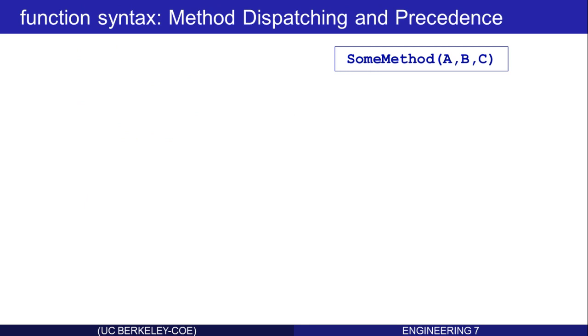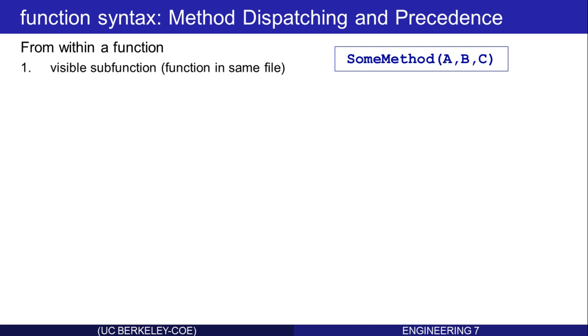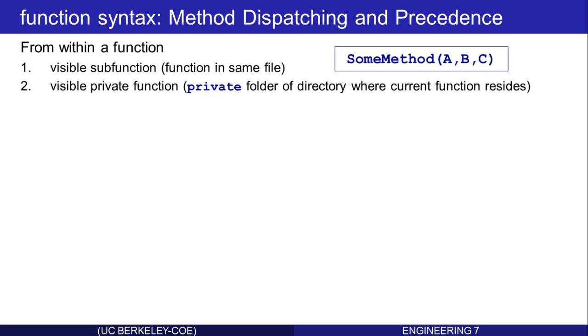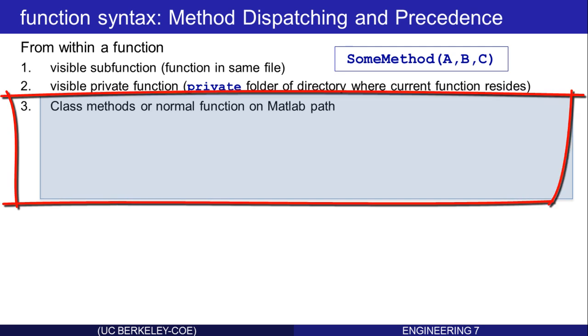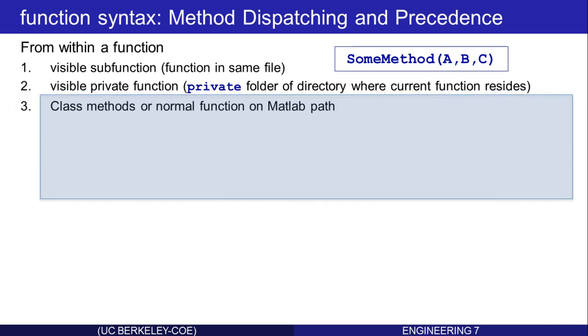So remember, we're focused on this expression, and MATLAB has already determined that some method is not a variable in the current workspace. So what is the search order? From within a function, is some method a visible subfunction? In other words, a function in the same file. Is it a visible private function? Or, and this is really what we're focusing on this slide, let's assume 1 and 2 are not what's happening. Is it a class method or a normal function on the MATLAB path?